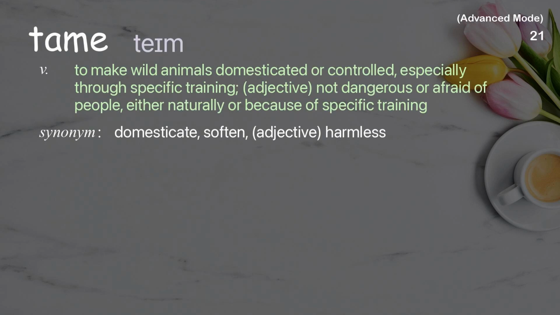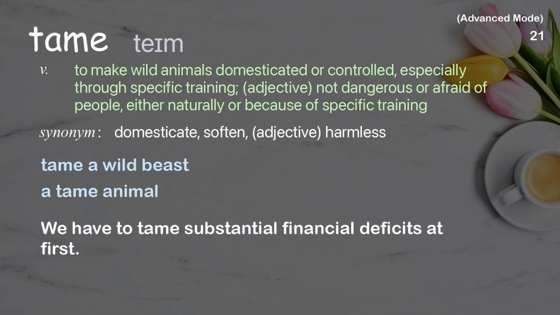Tame. To make wild animals domesticated or controlled, especially through specific training. Adjective: not dangerous or afraid of people, either naturally or because of specific training. Examples: Tame a wild beast, a tame animal. We have to tame substantial financial deficits at first.